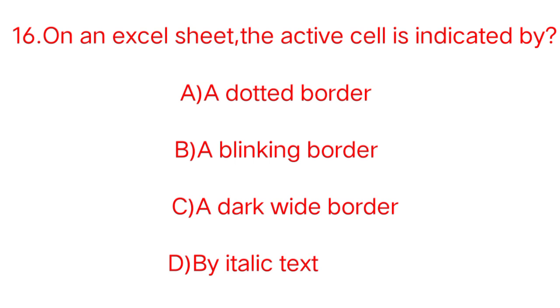16. On an Excel sheet, the active cell is indicated by A. A dotted border, B. A blinking border, C. A dark white border, D. By italic text. Answer is C. A dark white border.